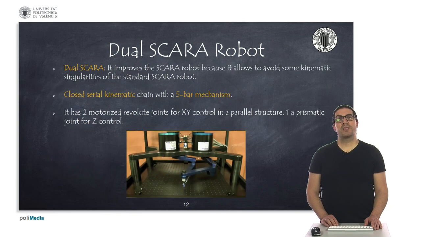The dual parallel SCARA robot is an improvement of the SCARA robot that allows avoiding some kinematic singularities. Its kinematics is a closed serial chain and uses, in this case, a 4-bar linkage mechanism. It has 2 revolute joints for the XY control and also a prismatic joint for the Z control.